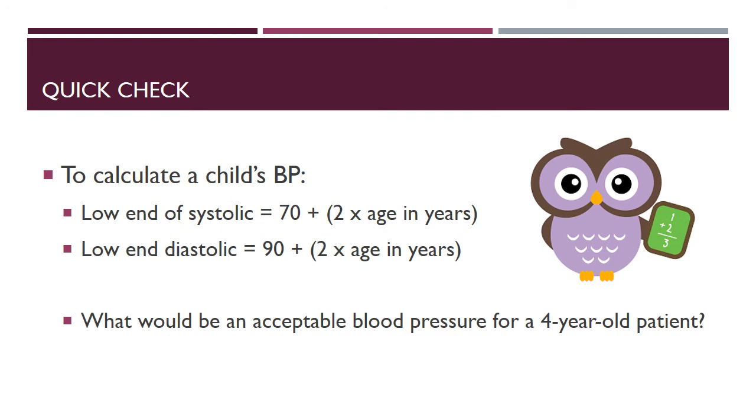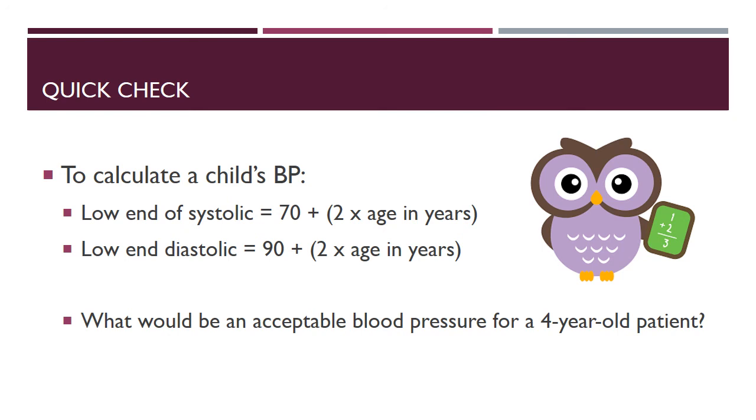So systolic, you're going to do 70 plus 2 times age in years. Diastolic, you're going to do 90 plus 2 times age in years. And remember the rules of math, you want to do the math inside the parentheses first and then add. So what would be an acceptable blood pressure for a 4-year-old patient?